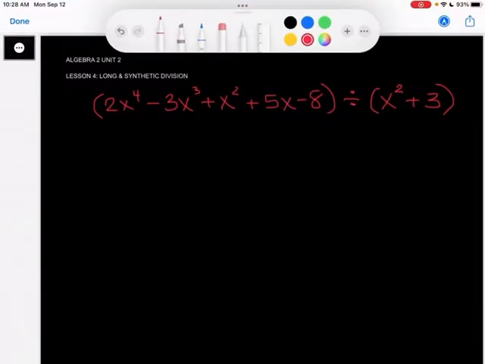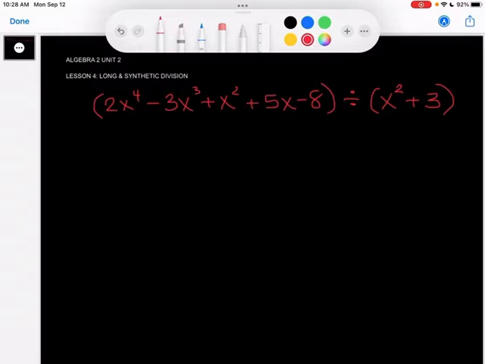This is Carrie Reinhardt. Today I'm going to be looking at long and synthetic division. If you're following along in the text, this is Algebra 2, Unit 2, Lesson 4. I went ahead and put up the first example that I had from the text, and I'm going to go ahead and do that one so that you can follow along in the text and on here if you'd like.